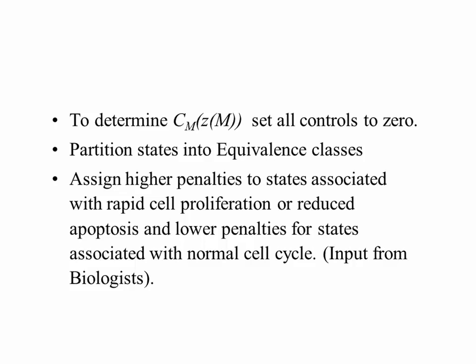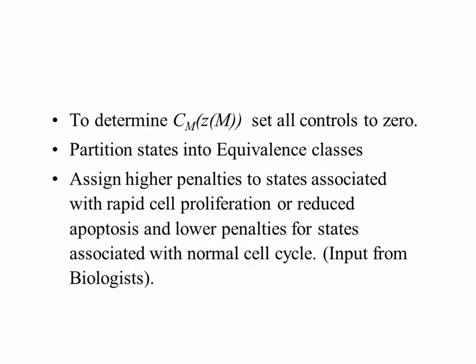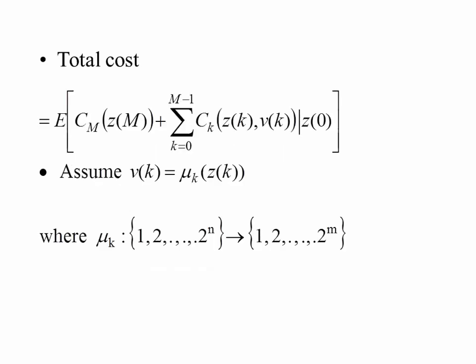For example, if you were looking at that toy example, 111 would be a bad state. So I would assign a high penalty to 111 and a lower penalty to 000, because that's where I want to go. And again, even for this you would need input from biologists, because you can solve a math problem and get the solution and run it on your computer, but later on you want to interpret whether that makes biological sense or not. So the total cost will be the sum of these two costs.